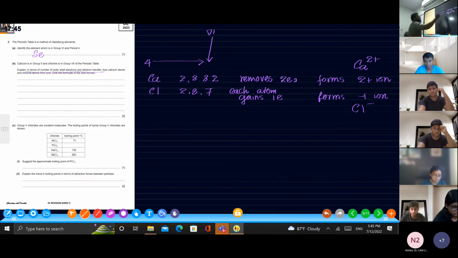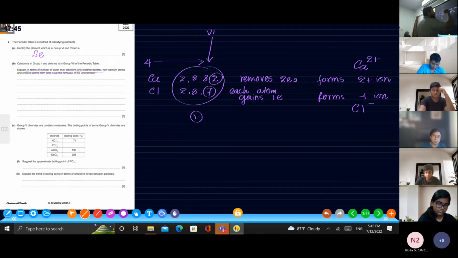The marks allocation: having 2 electrons and 7 electrons in the last shell, 1 mark. Then calcium removes 2, each chlorine gains 1, and the charge of each ion. That's how the 5 marks are allocated. Clear? Right, next one.